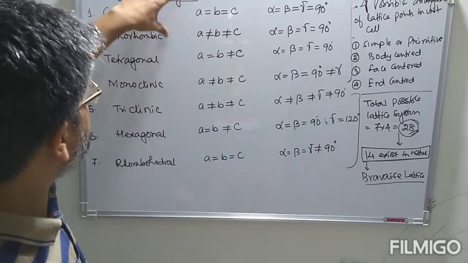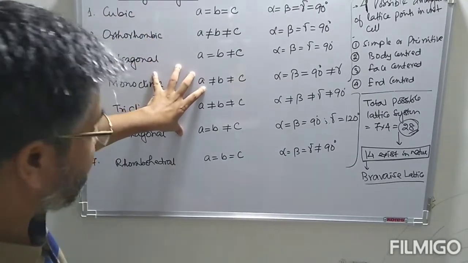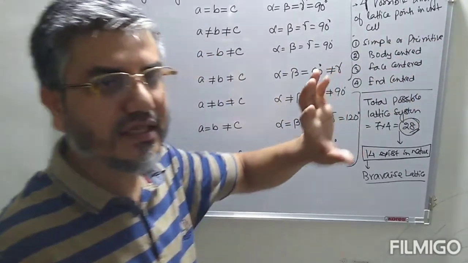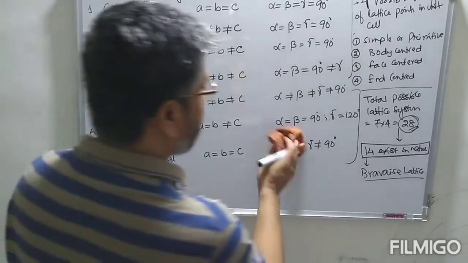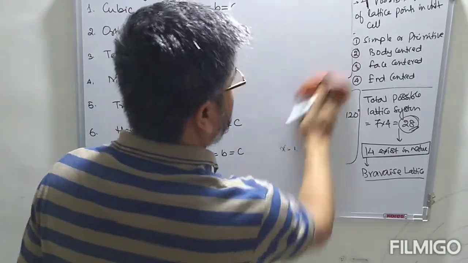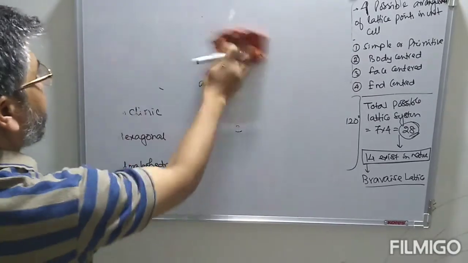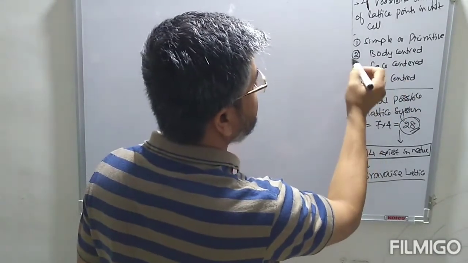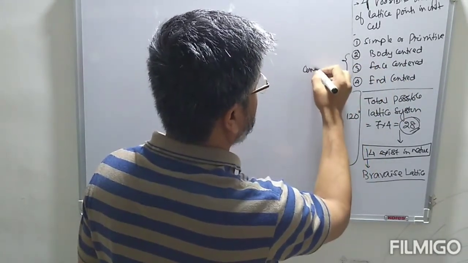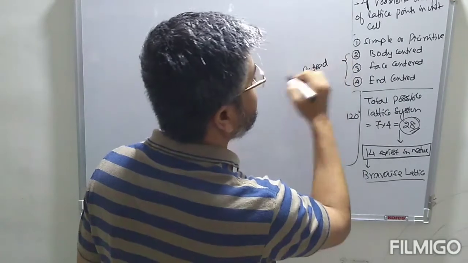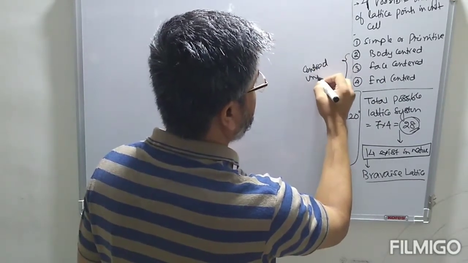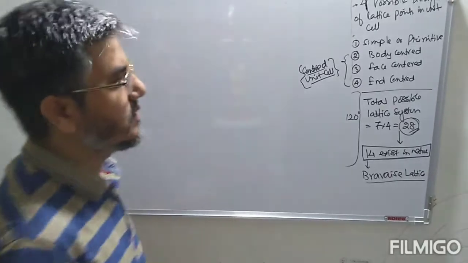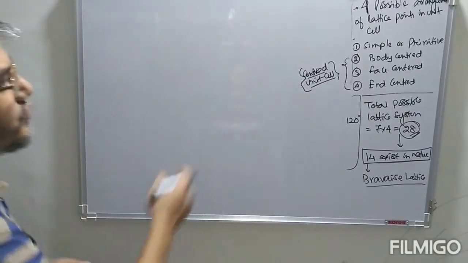So why is that? The total crystal systems possible are 7. Each crystal system can be simple or primitive, body centered, face centered, or end centered. So these are Bravais lattices. These three, body center, face center, and end center, are known as centered unit cells.